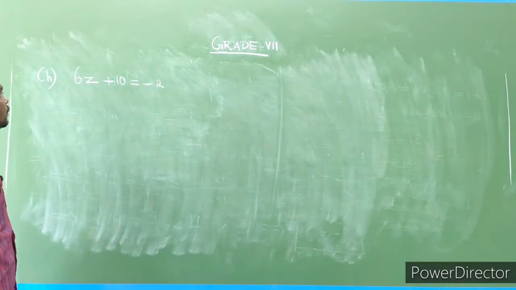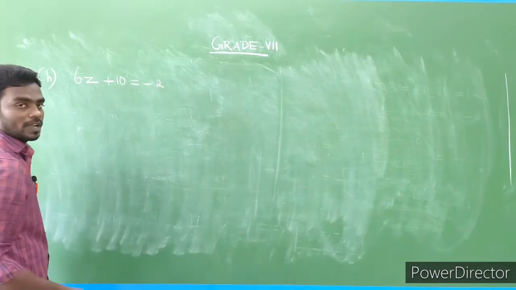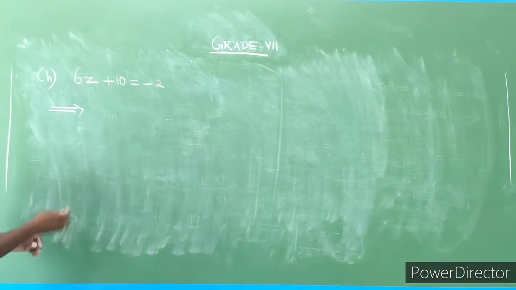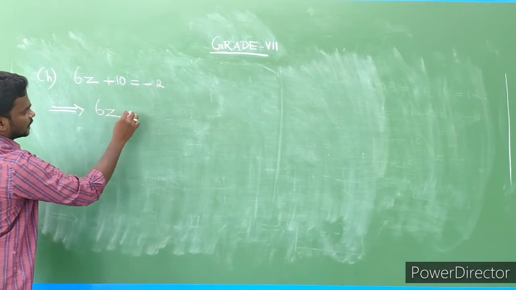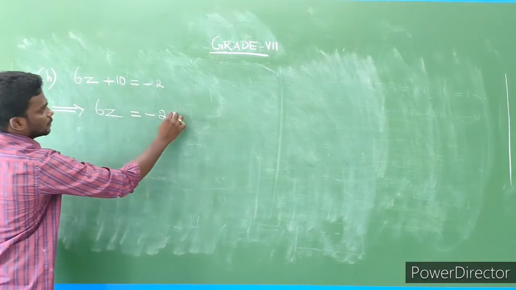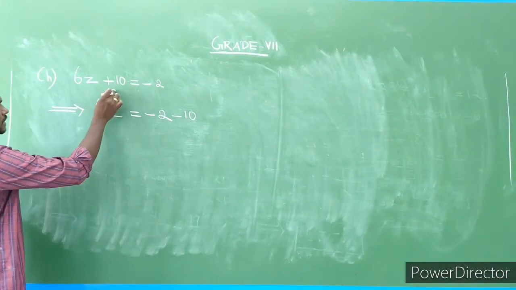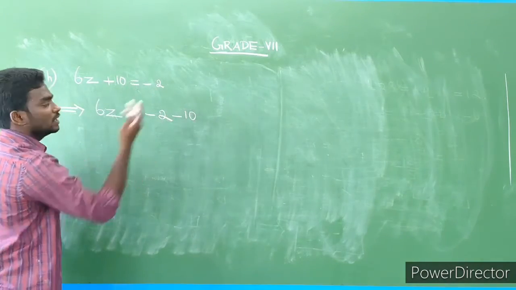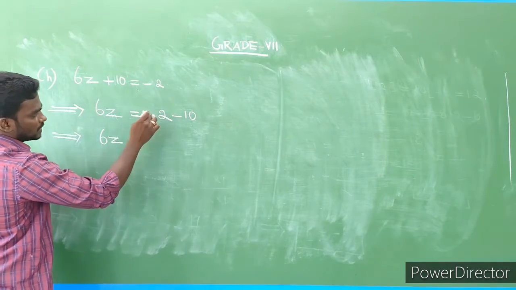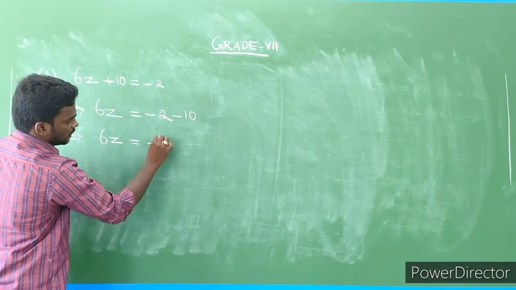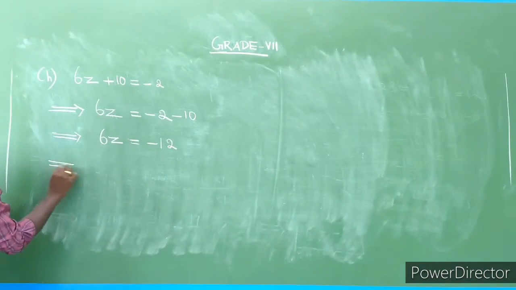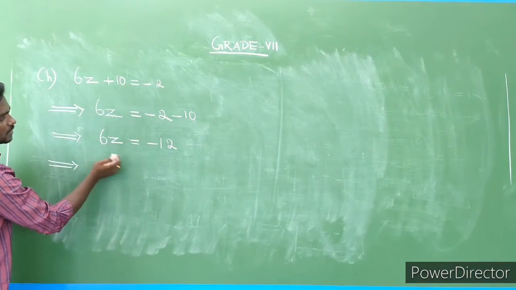Next, our H question, 6z plus 10 is equal to minus 2. How to solve this? We keep the value of 6z on the left side, which is equal to minus 2 on the right side. So this plus 10 is transposing to what? Minus 10. Plus 10 is transposing to minus 10 on the right side, so 6z is equal to, what is the value of minus 2 minus 10? That is minus 12. Implies that 6z is equal to minus 12.